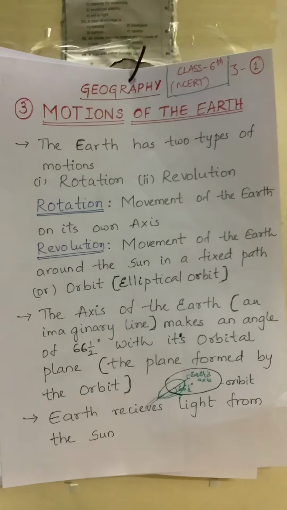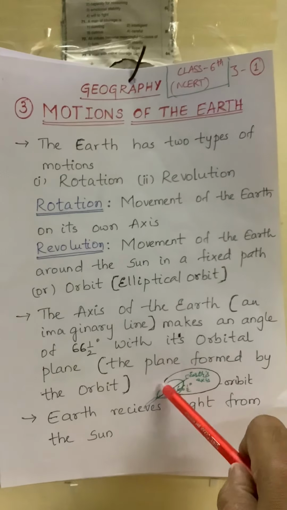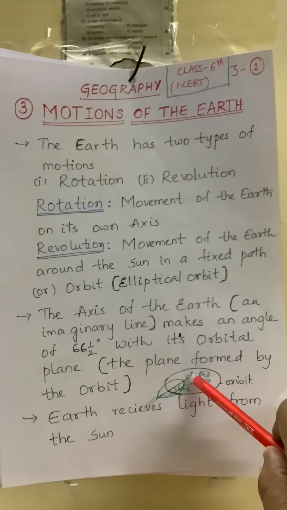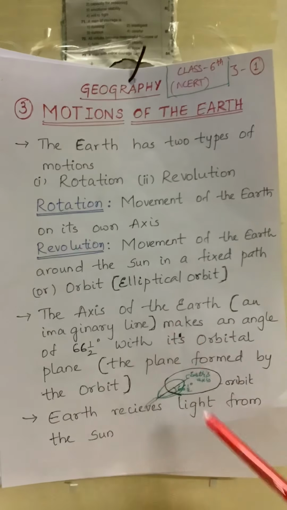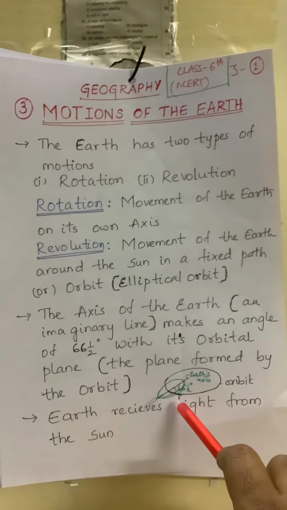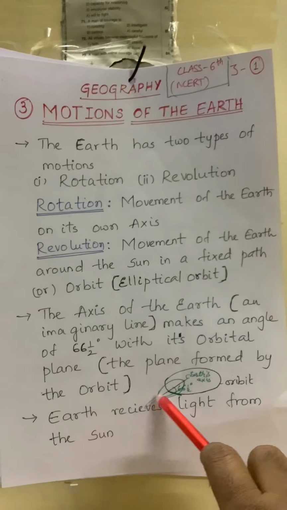Next point, the axis of the earth, which is an imaginary line, makes an angle of 66.5 degrees with its orbital plane. What is orbital plane? The plane formed by the orbit. If this is the orbit around the sun and this is the earth, and the middle line represents the axis of the earth, the axis of the earth always makes an angle of 66.5 degrees with the orbital plane.